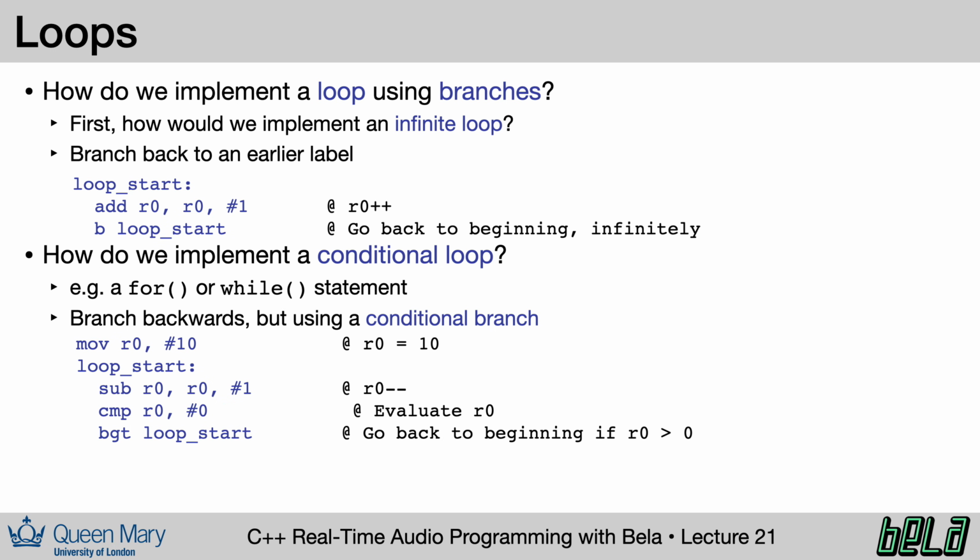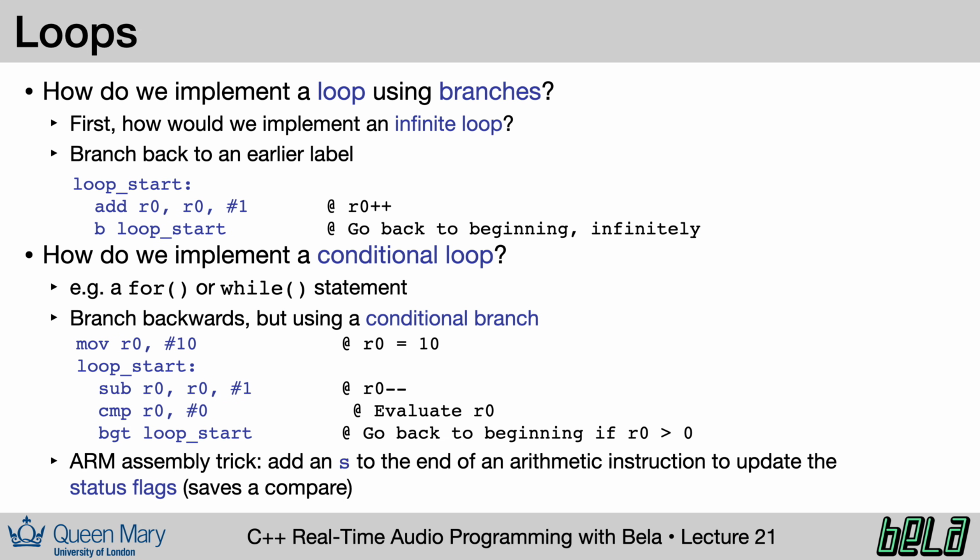Now, the ARM processor gives us one little trick that we can use to make this loop more efficient, and that is that we can add an S to the end of an arithmetic or logical instruction to tell that instruction to update the CPU status flags. What this means is that we no longer need the compare statement, we can just run SUBS. What this will do is after we subtract the number 1 from R0, the status flags will be updated according to the result.